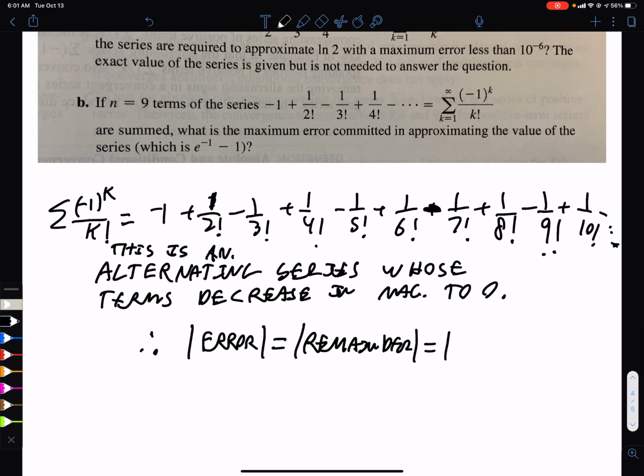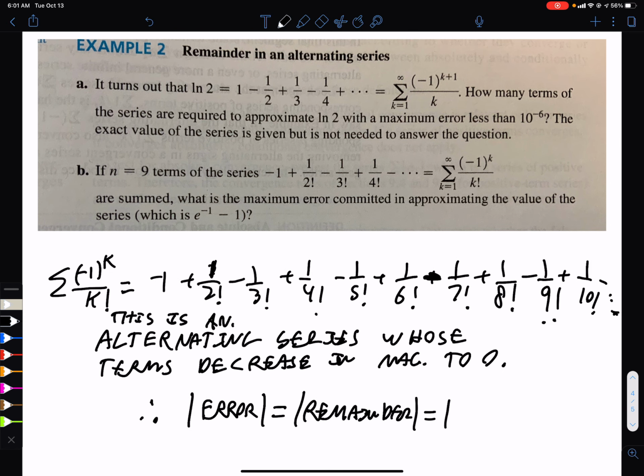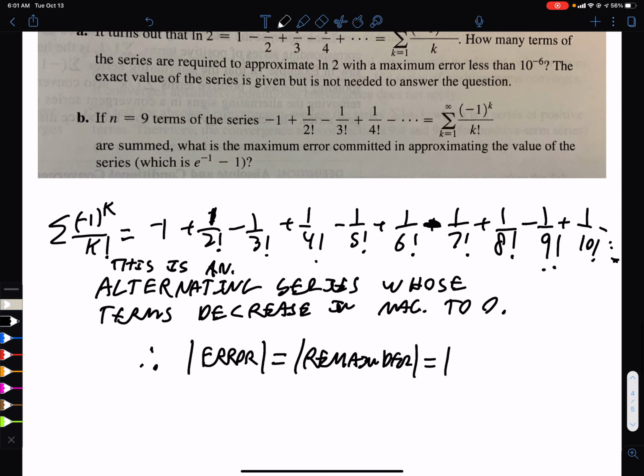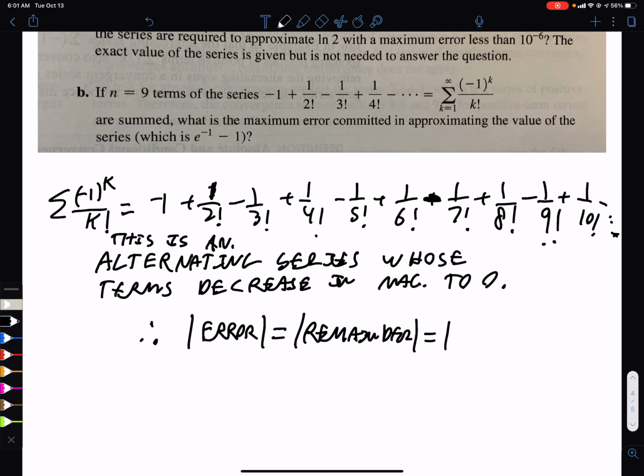Actually, you know what they were supposed to tell you, this is the series for e to the negative one. They didn't, but this series is a series for e to the x, but it's actually e to the negative x, negative one. I'm not sure what they're doing here with the maximum error committed in approximating the value of the series. Oh, you know what? Let me erase this. Sorry, guys. I don't want to confuse you with this right now.